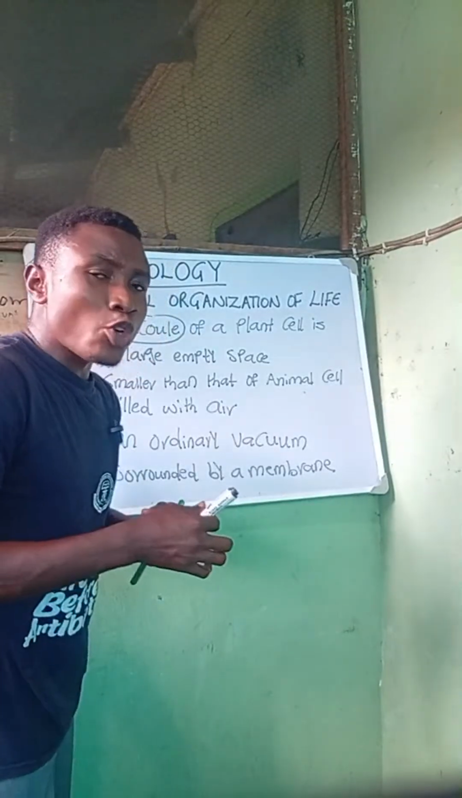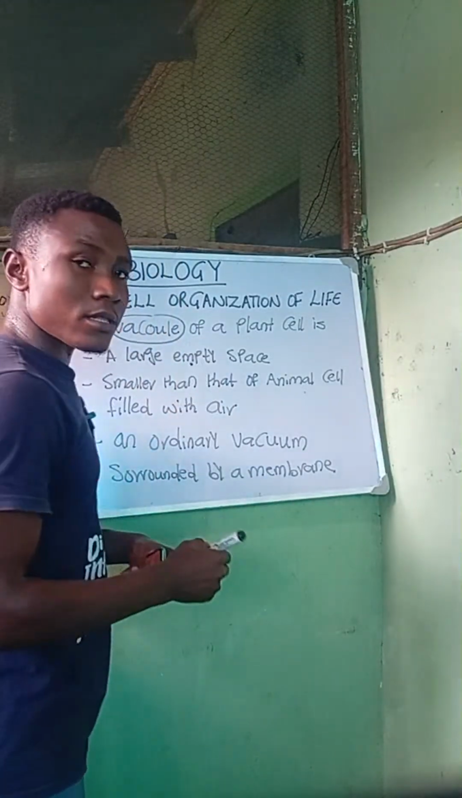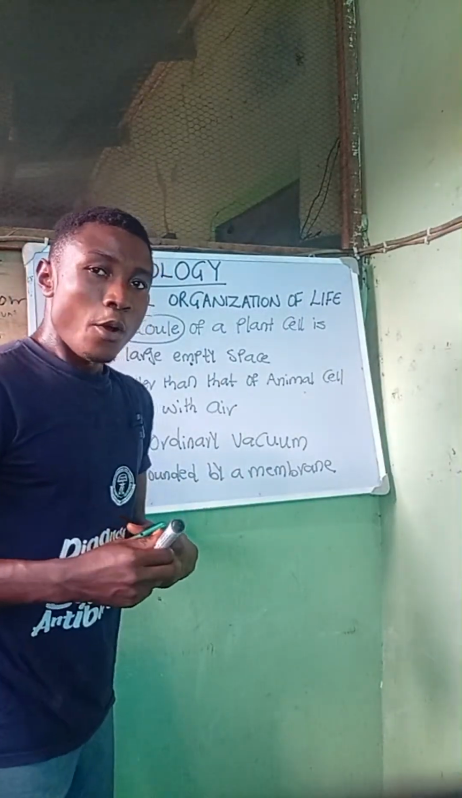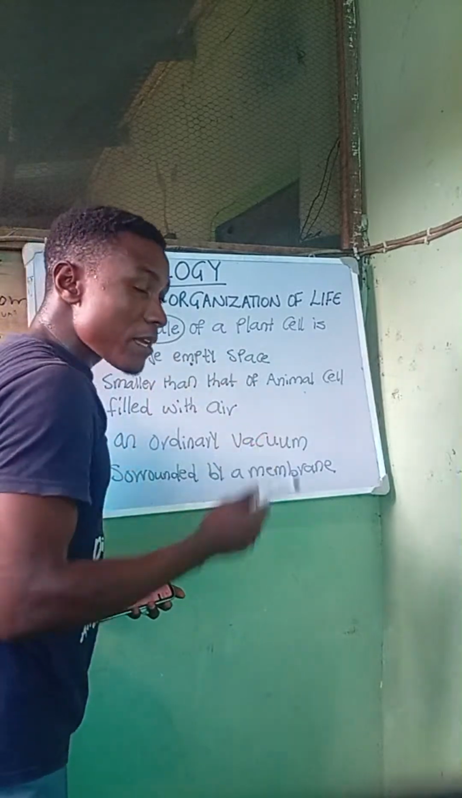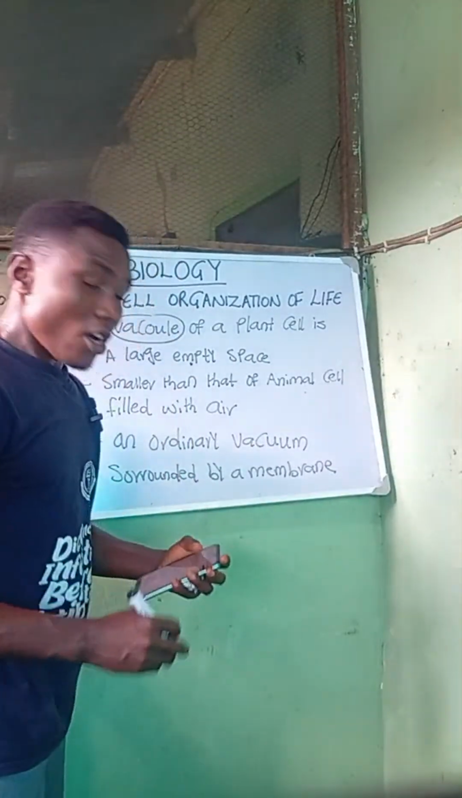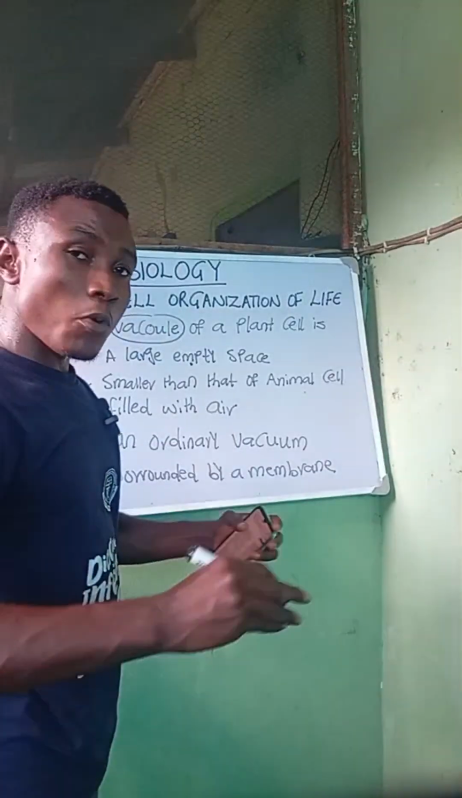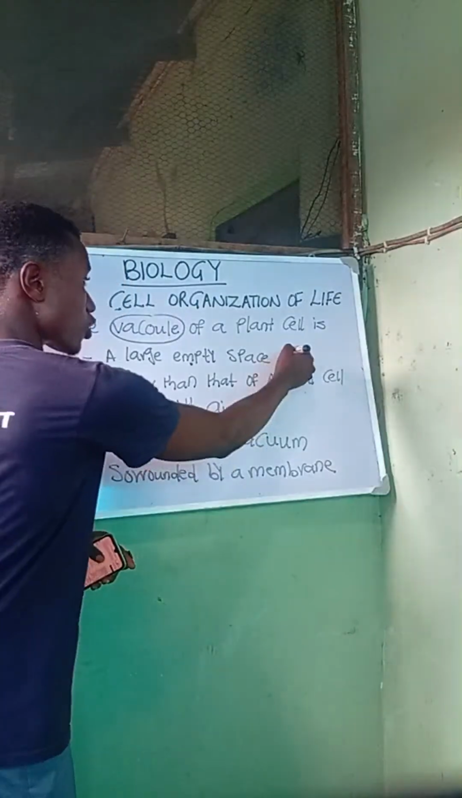You see how they confuse you with this question. They know that it's a large space, but they bring in a large empty space so that you get confused. A vacuole is a large space, but it is not a large empty space. So this option is wrong.